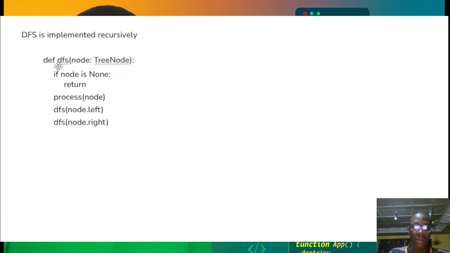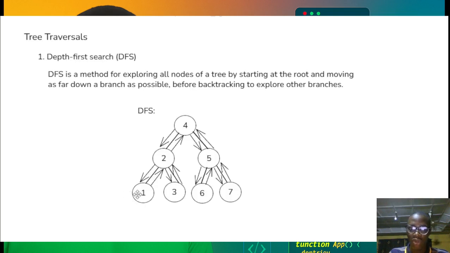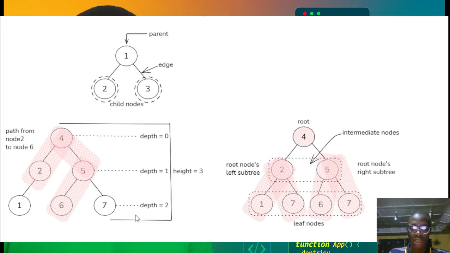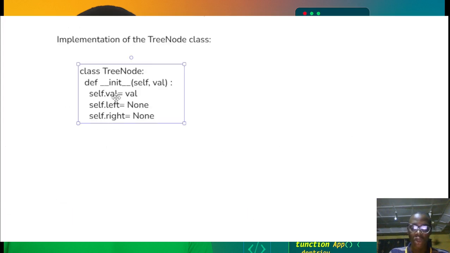So this is the DFS function that takes a node, which is the root node, right? The node passed to the DFS function is going to be the root node at first. And then if node is none, it's going to return. What this is trying to say is, imagine for this leaf node here, according to the definition we talked about, its left and right will be none. Its left will be none, its right will be none.